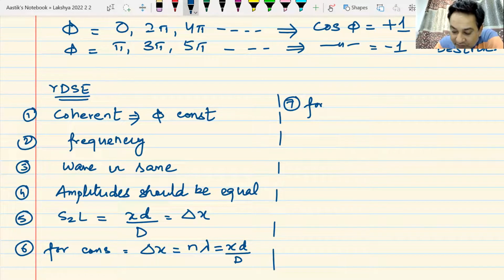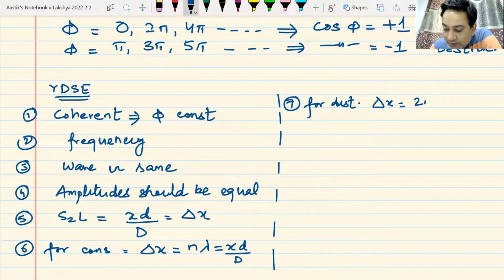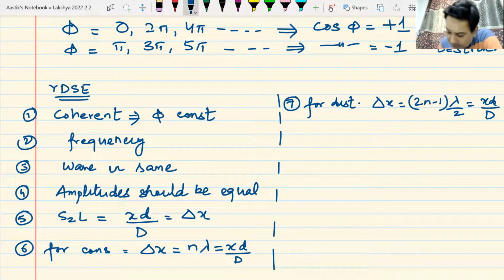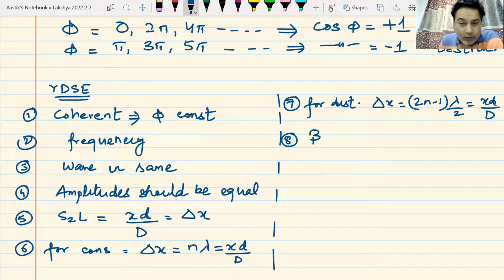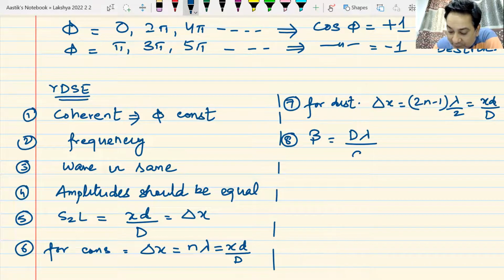What will happen for destructive interference? Yes or no? Yes, sir. This path difference delta x will be (2n minus 1) times lambda by 2, and this is nothing but xd by capital D. Do we understand this? Yes, sir. Beta is the fringe width, which is the distance between two consecutive dark or two consecutive bright fringes. You can easily remember that the formula is capital D lambda by small d. Yes or no? Yes, sir.